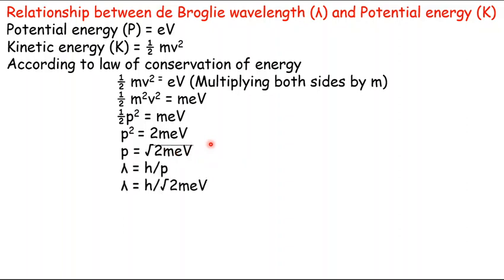Substituting it again in the de Broglie's equation, we'll find out that lambda is equal to h divided by root of twice meV. Lambda is the wavelength, m is the mass of the particle, and eV is the potential energy. So we'll substitute this eV by the capital P, potential energy. So the final relationship will be lambda is equal to h divided by root of twice mP. Now, in order to understand it better, we will try to solve a numerical.